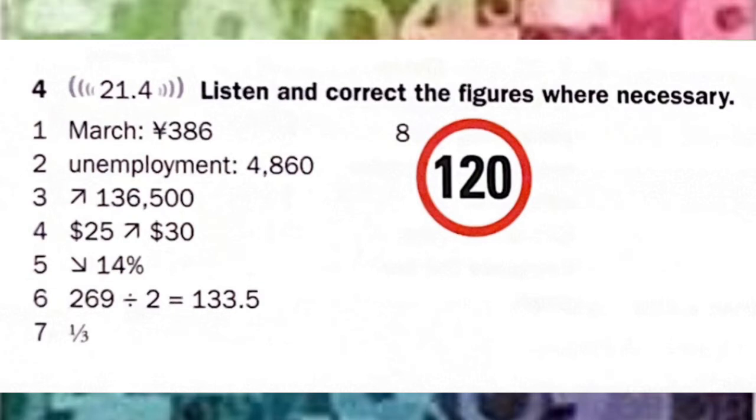6, 269 divided by 2 equals 134.5. 7, 2/3 of customers in the taste test thought our product was the best. 8, You're driving too fast. No, I'm not. I'm going at 130 kilometers per hour. Yes, but the speed limit's 120 kilometers per hour.